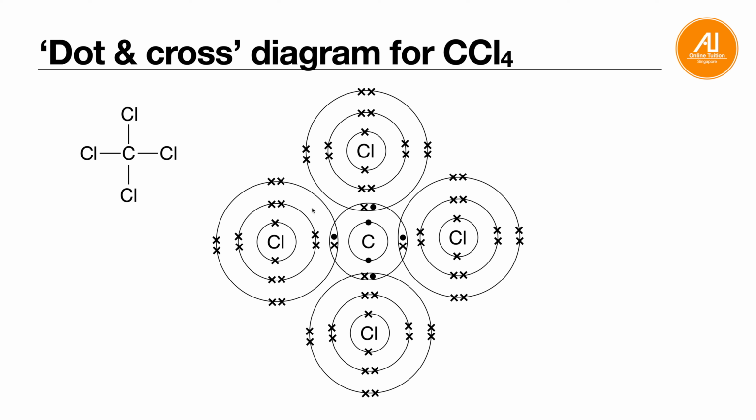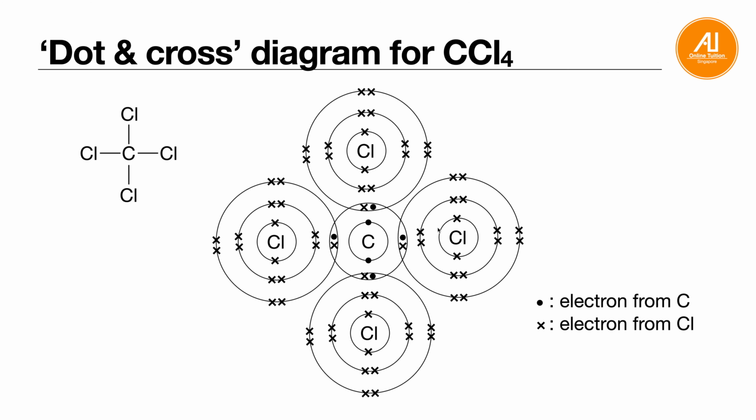After you draw the dot and cross diagram, always make sure you count. Make sure the outermost shell is 8 to show that it's balanced and stable. And then don't forget your notation. The dot represents an electron from carbon, and the cross represents an electron from a chlorine atom. Sometimes they might just ask you to draw the valence shell.